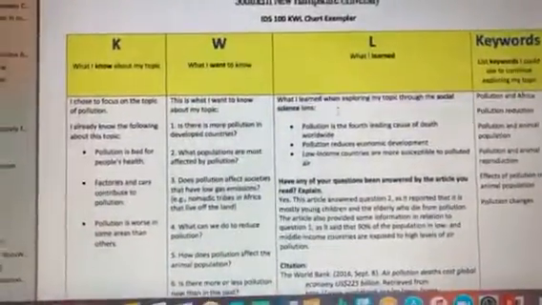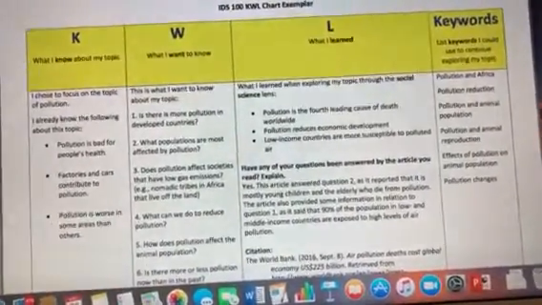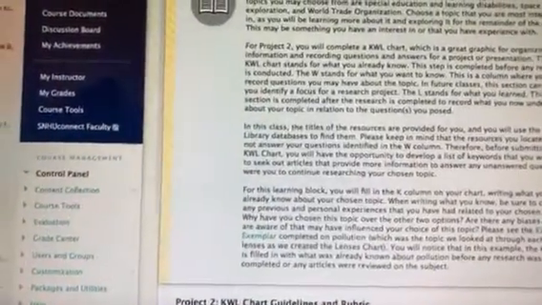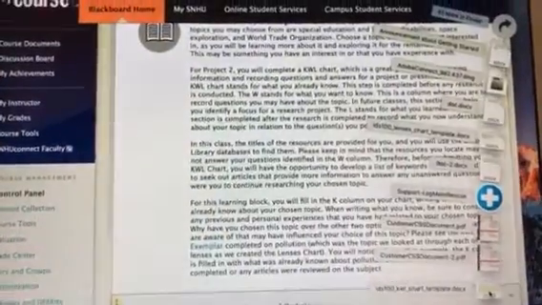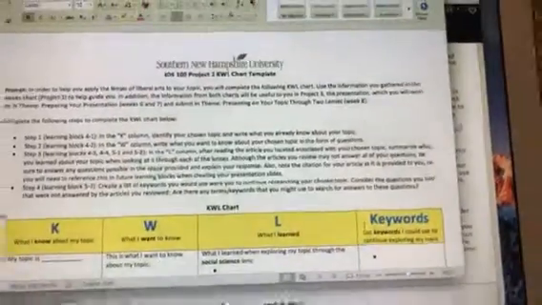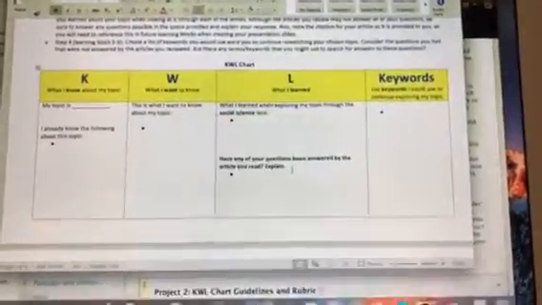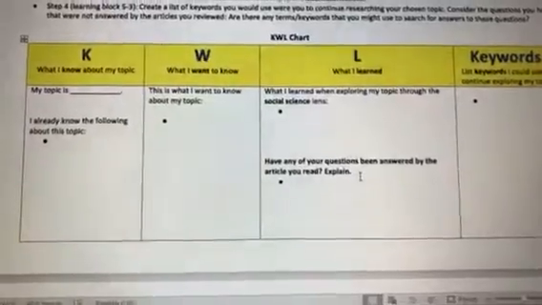This is an excellent source of information to try to provide you with a good sample of what your KWL chart should look like. Now I want to go ahead and open up the template for your KWL chart. Please read the instructions and the rubric so you know exactly what is being asked of you and how it will be graded.